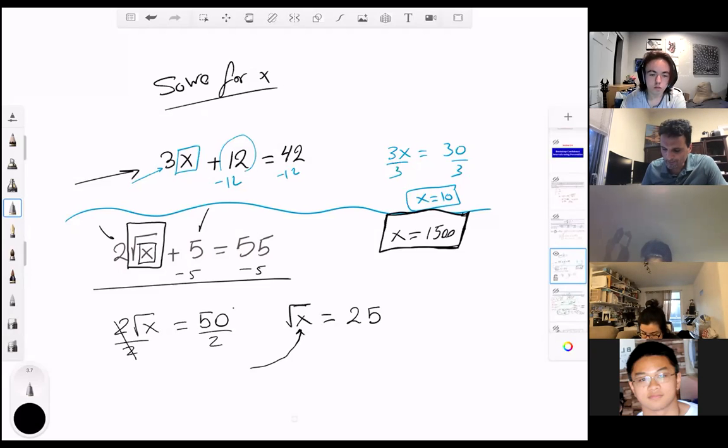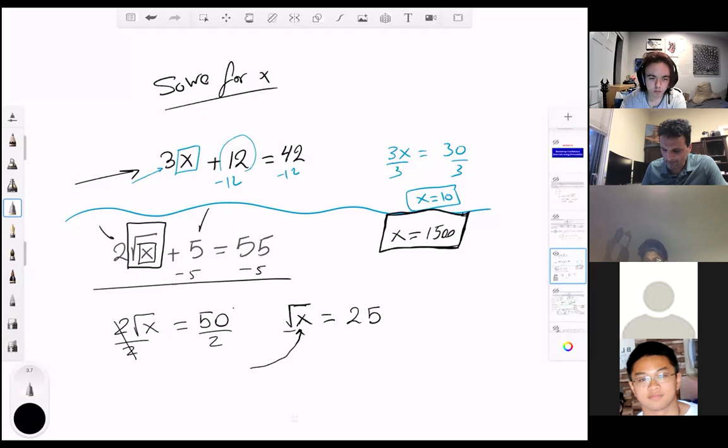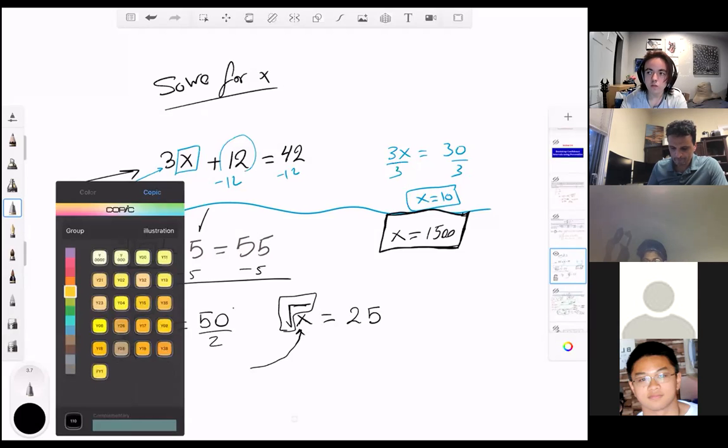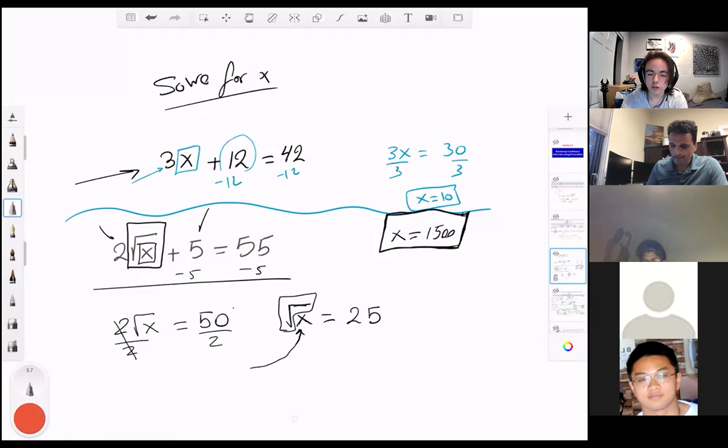How do I get rid of this radical? Sierra? I was going to say x is 5. You get rid of the radical by squaring it. Very good. We have to square it. So Sierra, that is 5. So is radical 5 equal to 25? No, not correct. So good try, but it's not correct. Thanks for sharing.